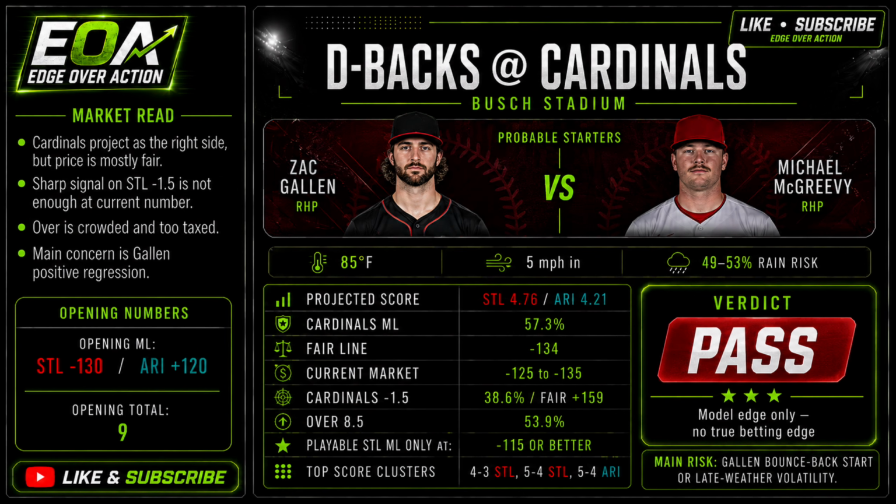The stress test is what killed the bet. If McGreevy is 15% worse, Cardinals' money line drops to about 52.5%. If Gallen is 15% better than his ugly season profile, the Cardinals drop close to coin flip and add storm risk and full game uncertainty. There's not enough cushion. Final decision, we got to pass on this one. This is a model edge, not a true betting edge.